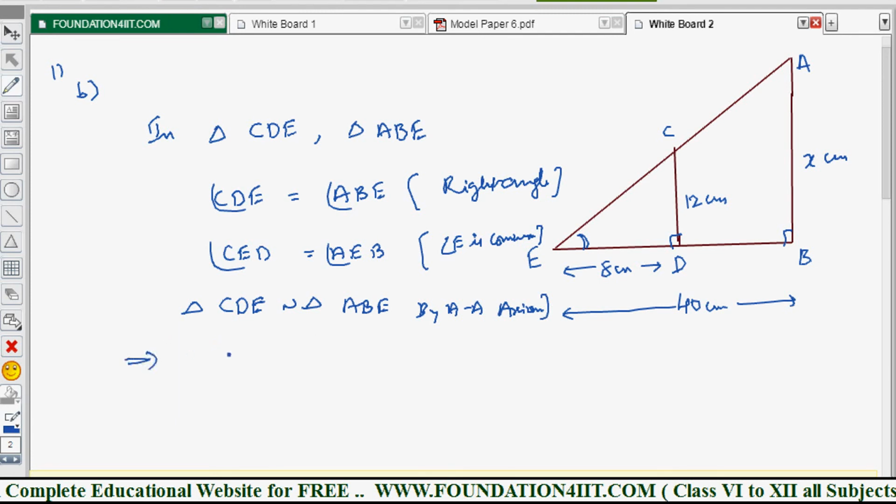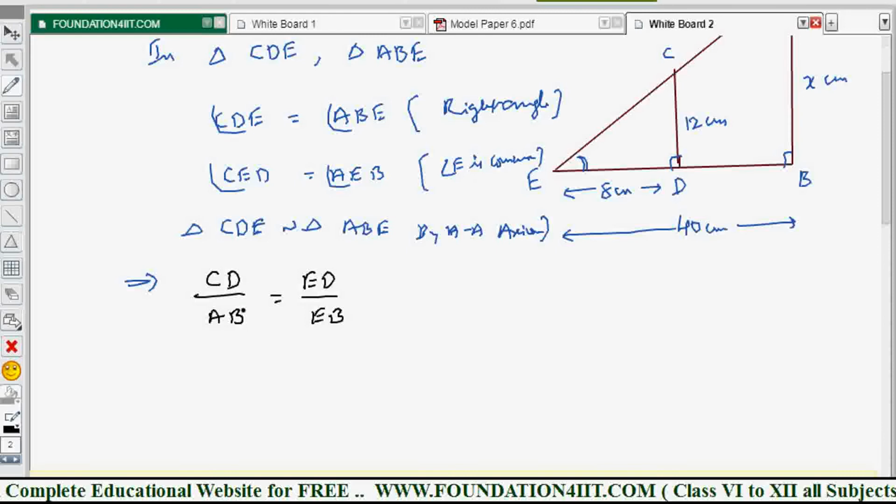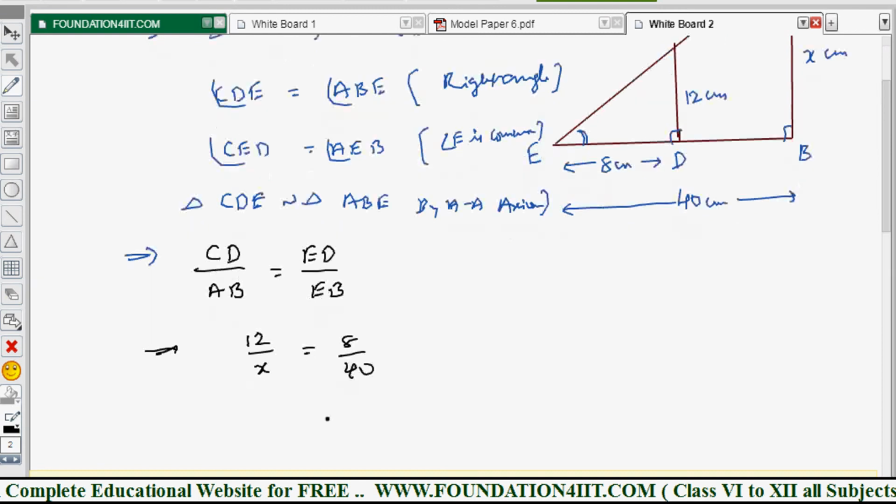Whenever two triangles are similar, corresponding sides are in the same ratio. Then you can take CD in the first triangle divided by AB in the other triangle, and ED divided by the total EB. Corresponding sides are in the same ratio. Just substitute the values: CD is 12, AB is x, this is 8 and the total is 40. From this you can find the value of x.